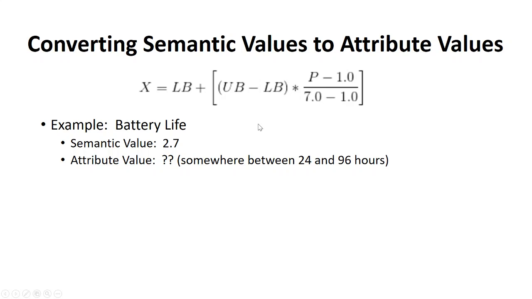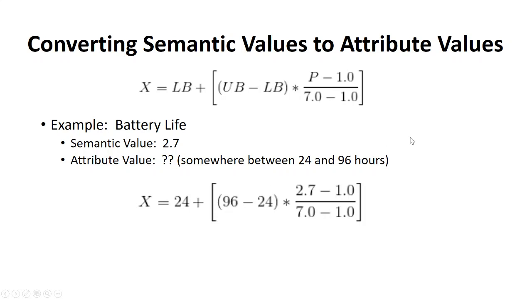So we need the lower bound and the upper bound we have here. We're also going to use the 2.7 as the P up here, and we're going to plug it into this formula. Looks complicated. It's not that bad at all. And here's how it works out. Just plugging the numbers in there gives you a final attribute value of 44.4 hours.